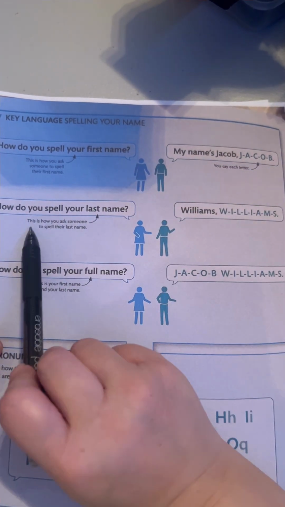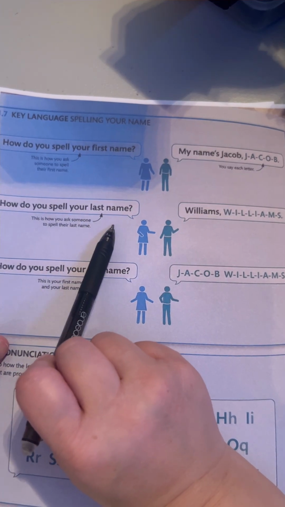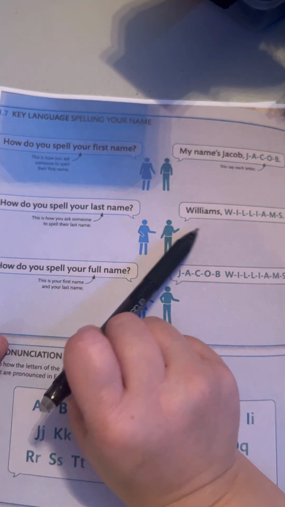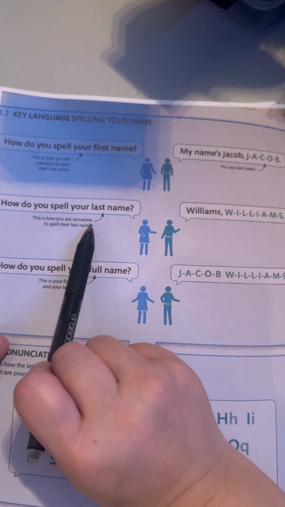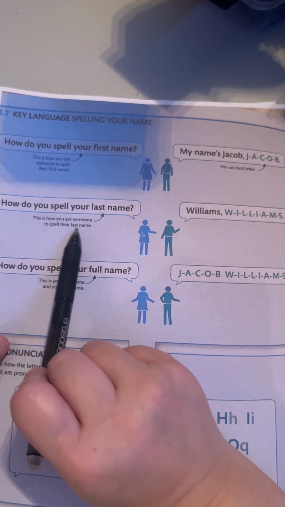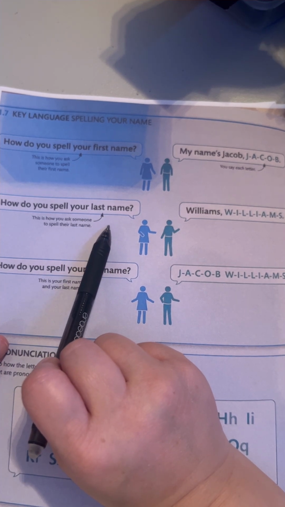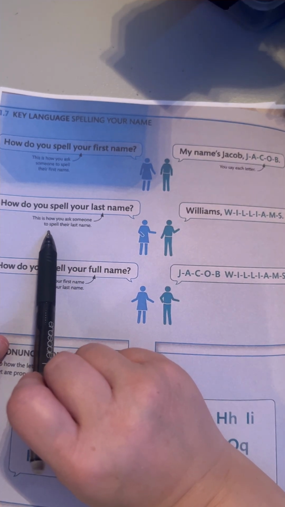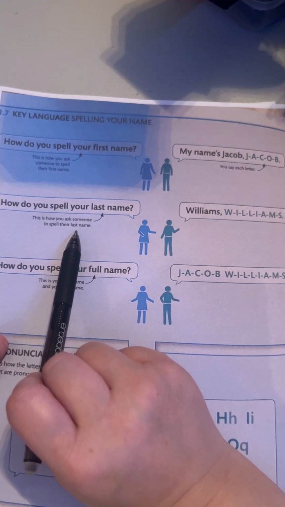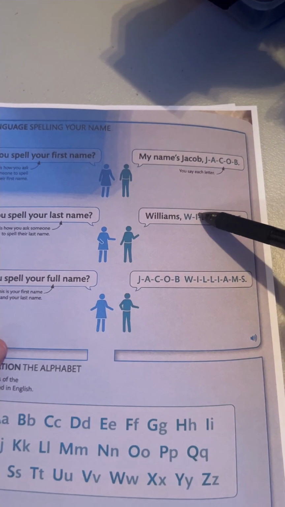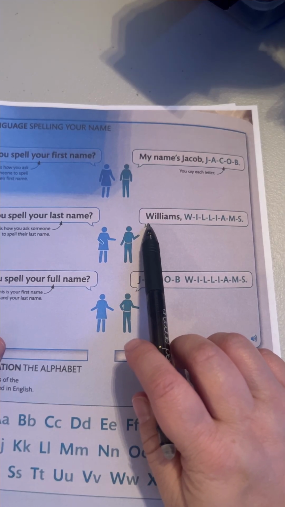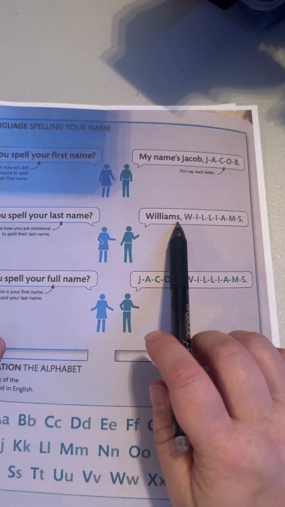How do you spell your last name? It is important to let people know how to spell your last name, because if you have a long last name, you need to tell people on the phone or speak to them and let them know how to spell your name. So this is how you ask someone to spell their last name. Jacob's last name is Williams. Say it with me, Williams, with the S at the end.